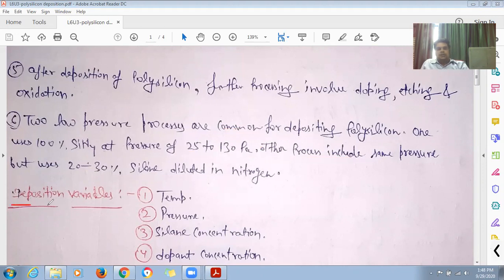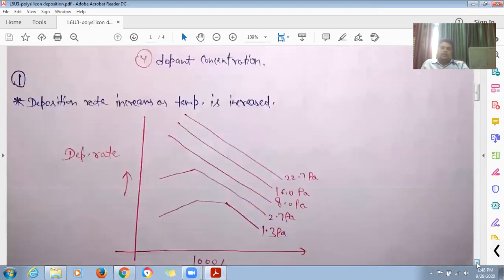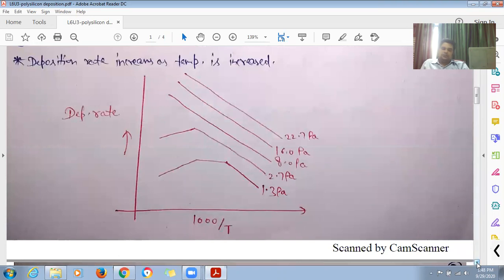Now comes the deposition variables. What are the variables that basically affect the deposition rates? These variables are temperature, pressure, the concentration of silane, and dopant concentration. How do these variables affect the deposition rate? First of all, let us consider the case of temperature. The deposition rate basically increases as we increase the temperature.